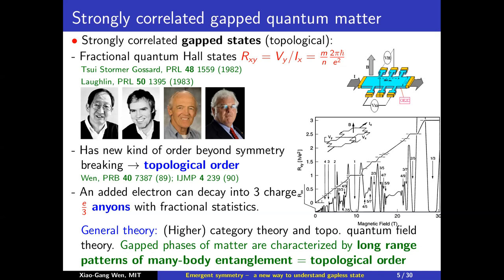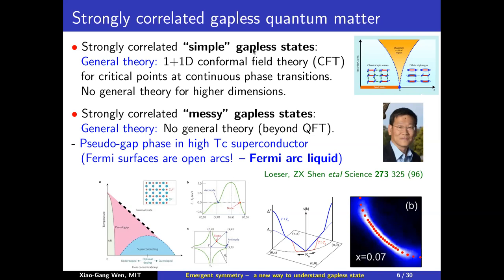Then we have strongly correlated gapless states. The typical example is different symmetry breaking patterns. One gapped state has one symmetry breaking pattern, and then we have another gapped state with a different symmetry breaking pattern. Between two symmetry breaking patterns, we may have a continuous transition, which is gapless. These give us the simple gapless states of matter.